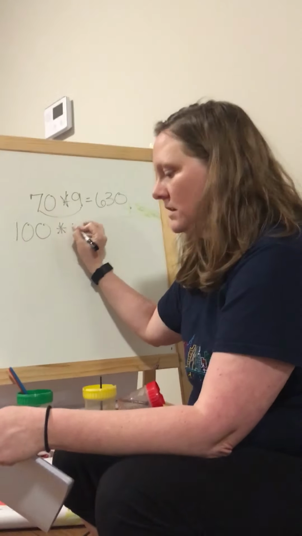9, because 1 times 9 is 9. And 2 zeros, so that's 900.